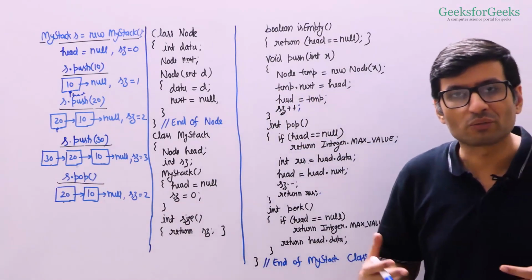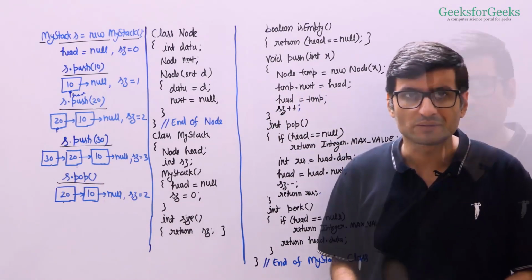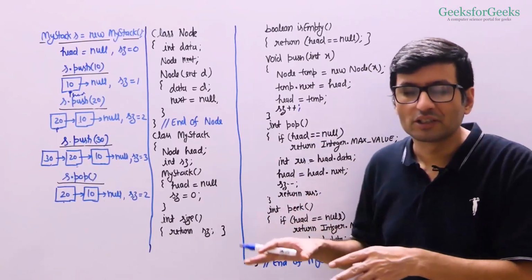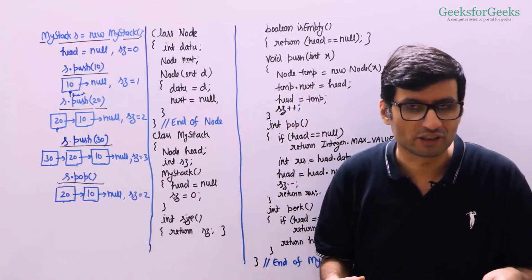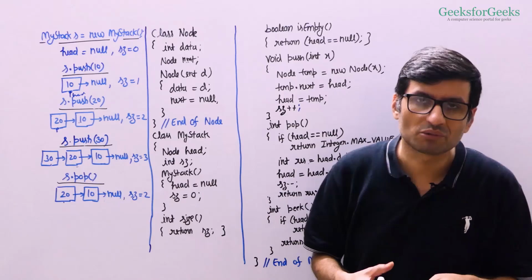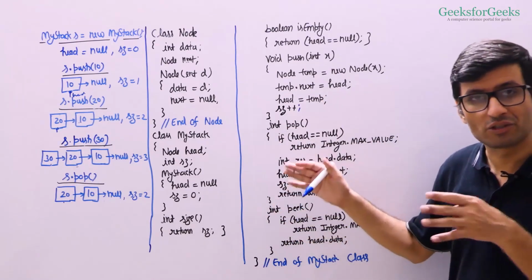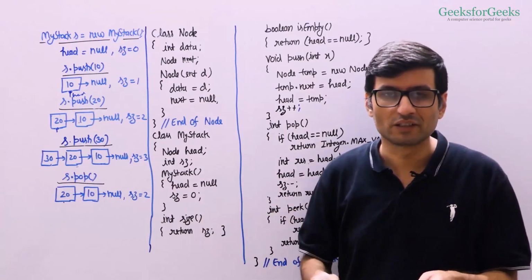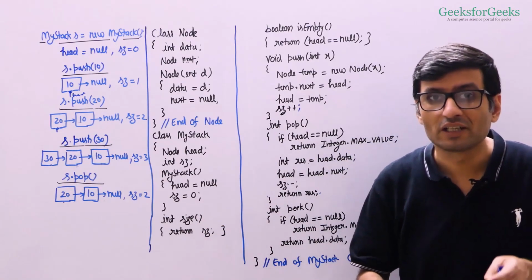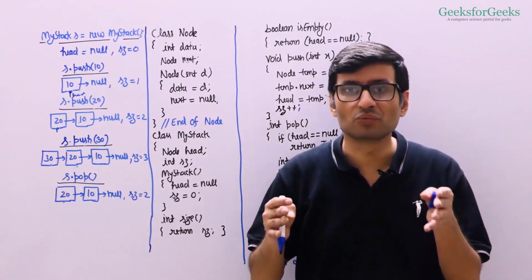Now what are the time complexities of all these implementations? If you see all these implementations, we are not having any loop in them. We are simply doing some constant number of operations. So time complexity of every function here, every operation here is big O of 1. So this is linked list implementation, and we have big O of 1 in the worst case, right?